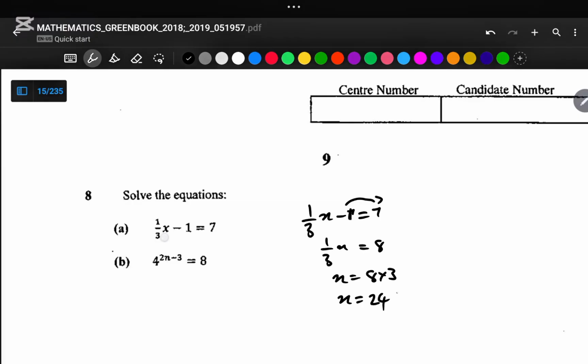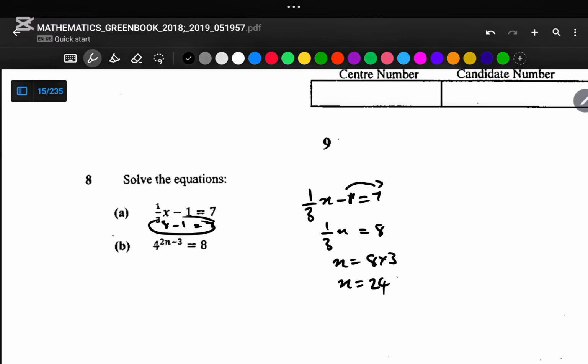So if our x is equal to 24, 1/3 of 24 is equal to 8, and 8 minus 1 gives us 7. That is correct. And then the second equation is 4 raised to the power 2n minus 3 being equal to 8. Okay, so the question says 4 raised to the power 2n minus 3 is equal to 8.